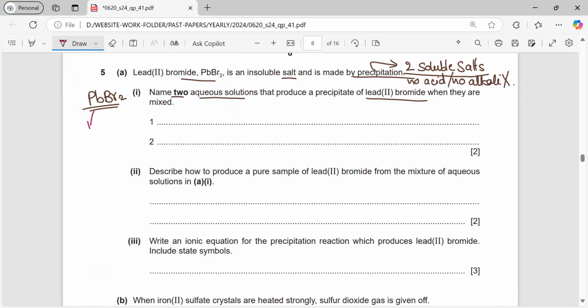To prepare lead bromide, the first soluble salt must have lead in it, and the second salt must have bromide in it. For the lead, we can write lead nitrate because all the nitrates are soluble. And for bromide, we can use sodium bromide because all the salts of sodium are also soluble. So we can write here lead nitrate and sodium bromide.